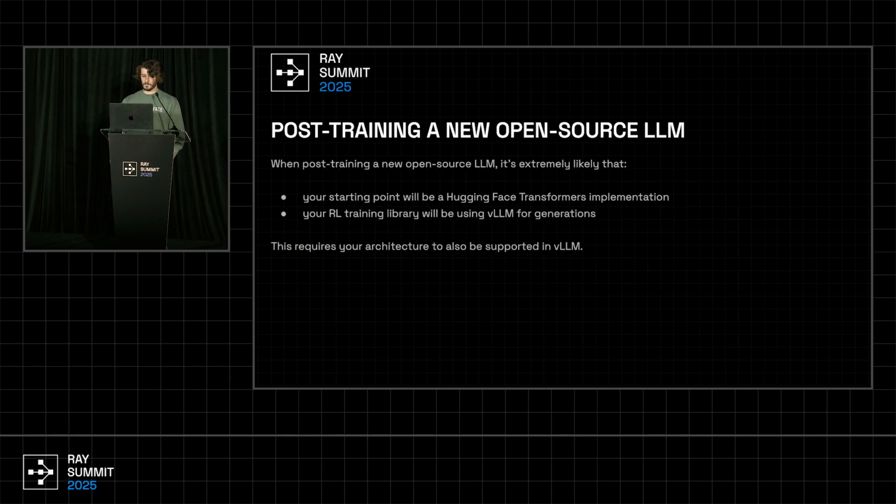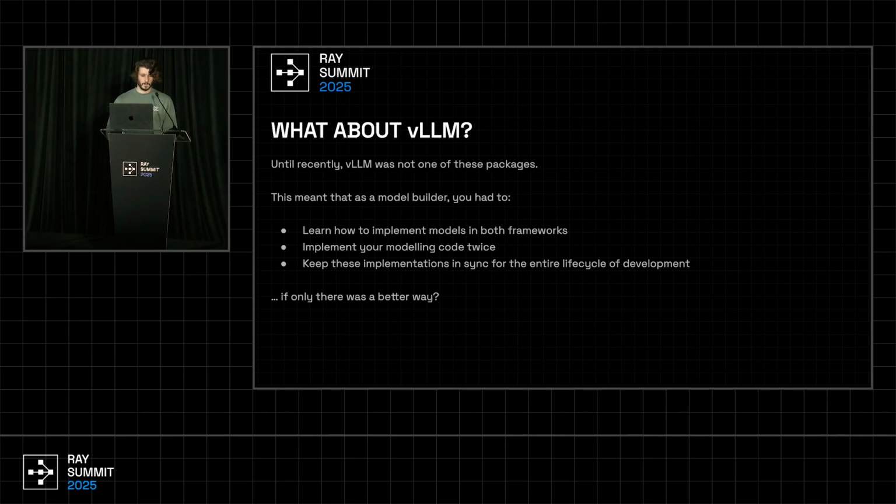If you're post-training, it's also quite likely that your starting point might be a Hugging Face Transformers implementation, and that your RL library might use vLLM for generations. And this requires your architecture to also be supported by vLLM as well as your training library. And until recently, vLLM wasn't one of those packages where you could load arbitrary models using from_pretrained, which meant that as a model builder, you had to learn how to implement your models in both frameworks.